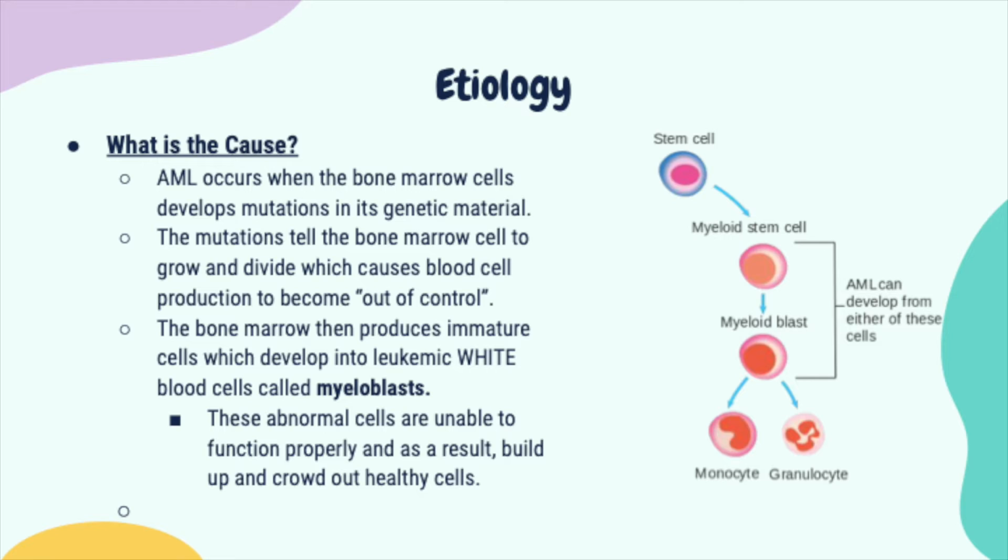So what is the cause of AML? AML occurs when a bone marrow cell develops mutations in its genetic material. In AML, the mutations tell the bone marrow cell to grow and divide, which causes blood cell production to become out of control. The bone marrow then produces immature cells, which develop into leukemic white blood cells called myeloblasts. These abnormal cells are unable to function properly and, as a result, build up and crowd out healthy cells.